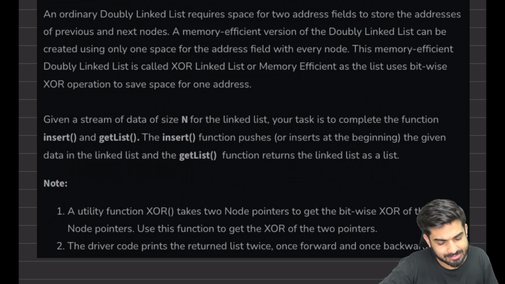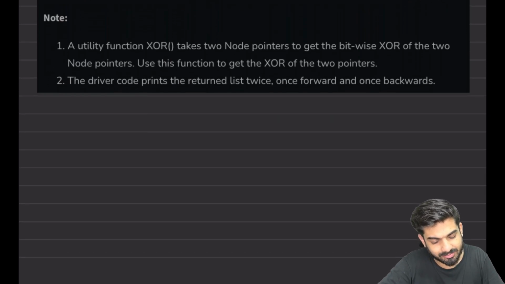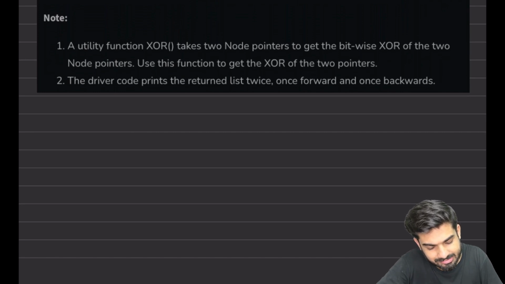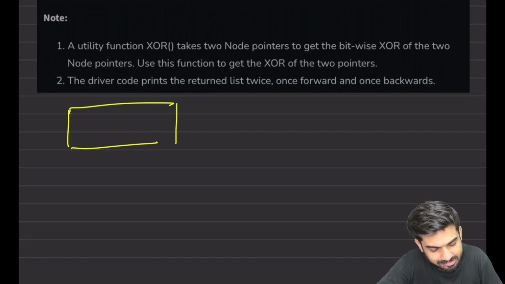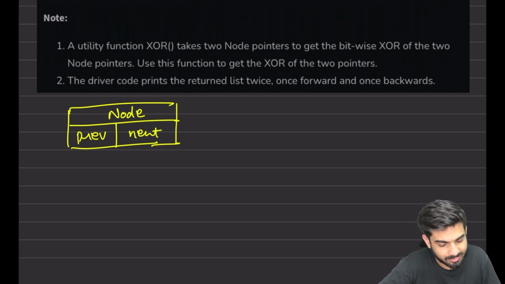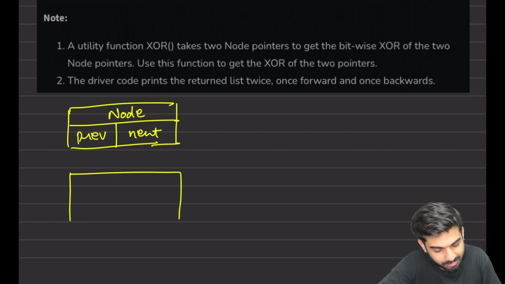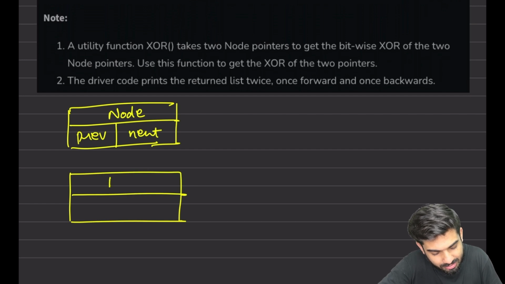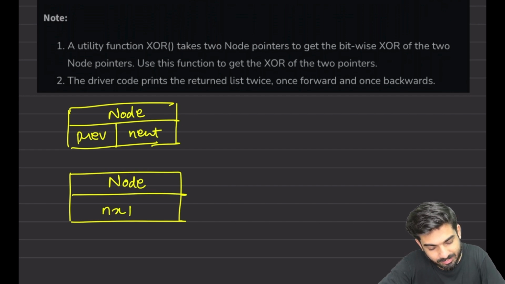So let's analyze the problem statement with the help of an example. We have already seen that in a doubly linked list, we have a node, a previous value, and a next value. Now if I want to make it memory efficient, I'll take the node part, and I'll store what is nxp, or we can say npx as well, as it is defined in this particular class.